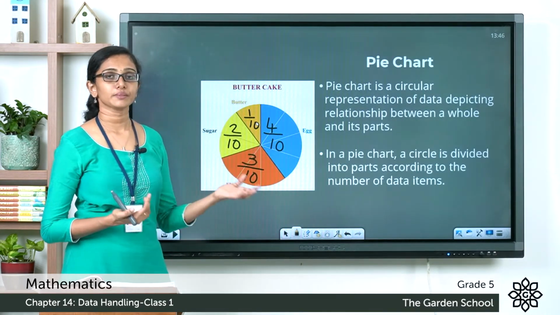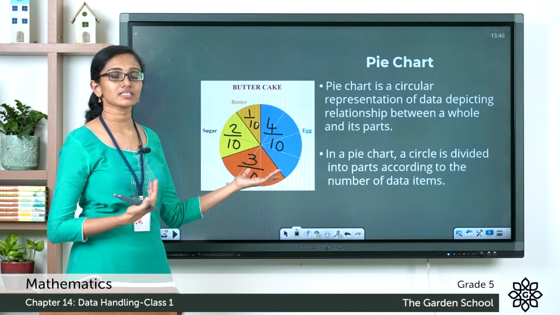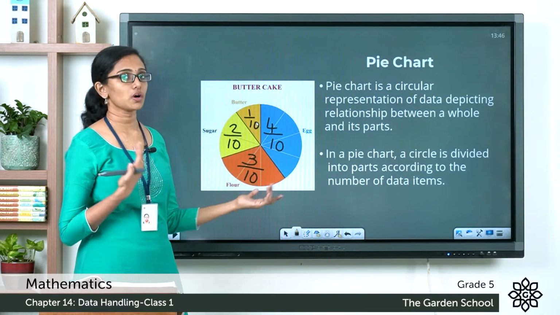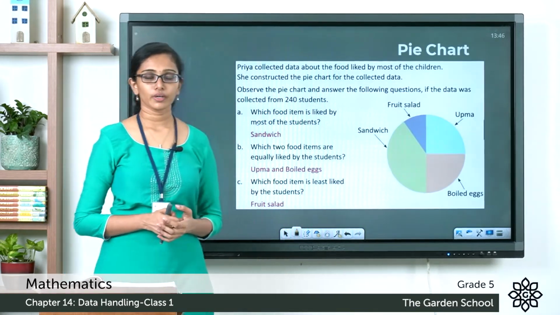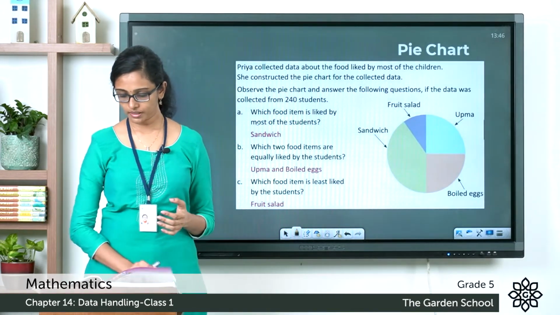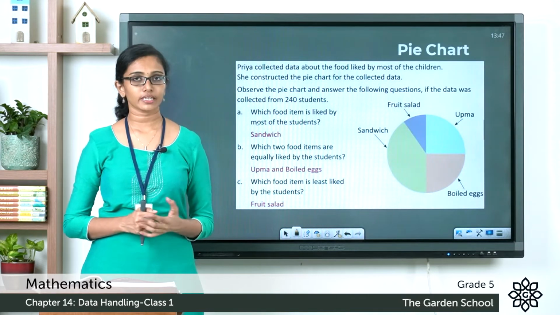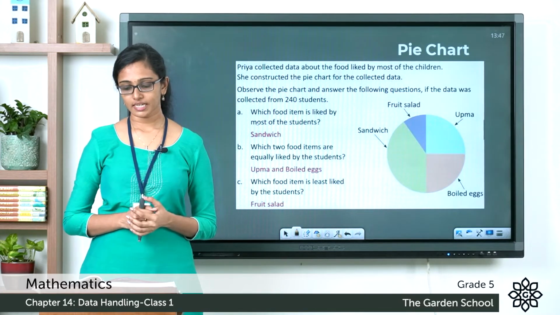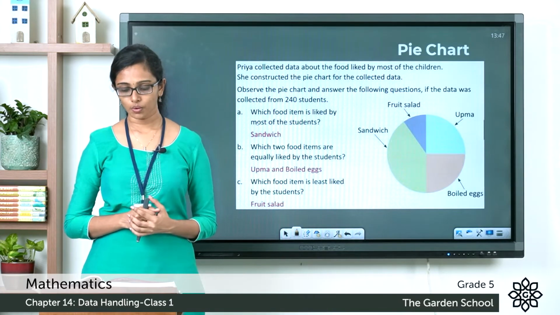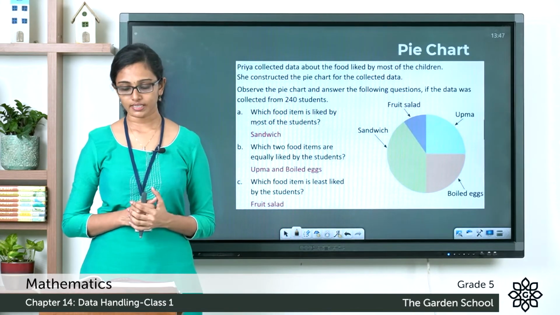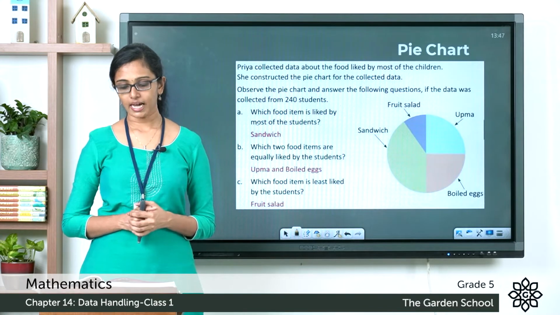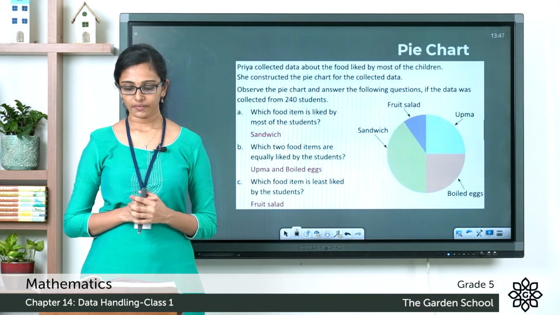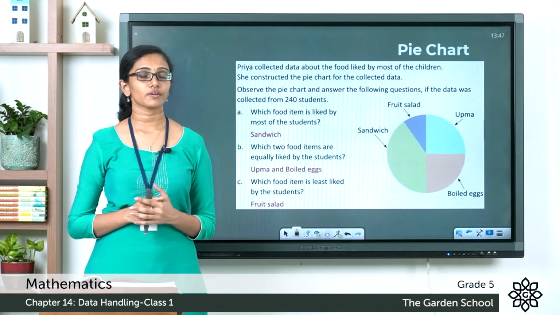Now keep in mind the parts in a pie chart or the slices in a pie chart are also called pie sectors. Now this is a question from your textbook, page number 201. Let me read the question to you. Priya collected data about the food liked by most of the children. She constructed the pie chart for the collected data. Observe the pie chart and answer the following questions if the data was collected from 240 students.